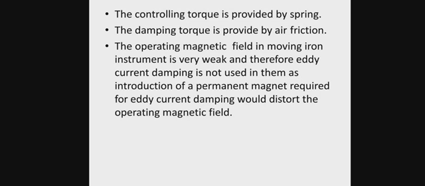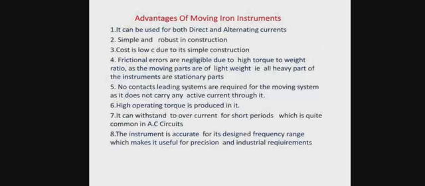The operating magnetic field in moving iron instrument is very weak, and therefore eddy current damping is not used in them, as introduction of a permanent magnet required for eddy current damping would distort the operating magnetic field. This is all about the working principle of the moving iron repulsion type instrument.